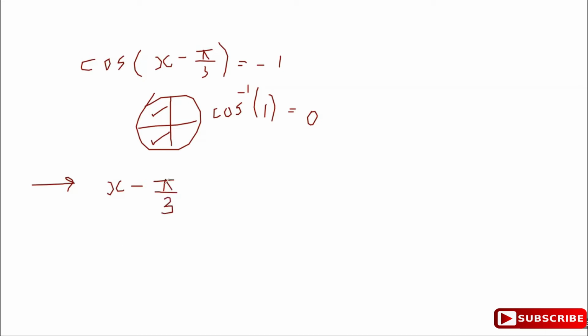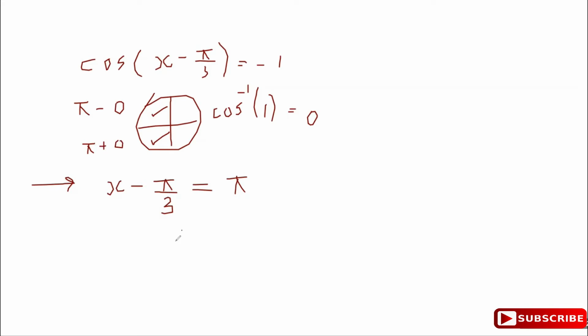So x minus pi by 3 is going to be equal to the angle in your second quadrant, which is pi minus your angle in the first quadrant. So x minus pi by 3 is going to be equal to pi. Now, the angle in the third quadrant is pi plus 0, so we don't need to put any "or". It's just x minus pi by 3 equal to pi.